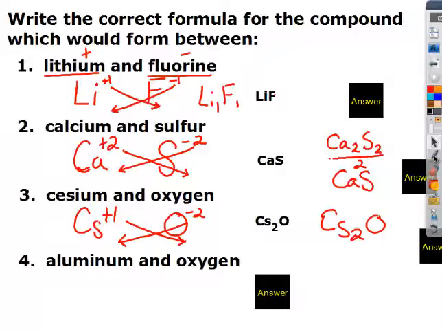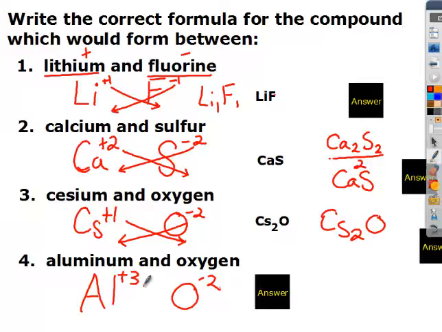Last one on this page, I have aluminum and oxygen. Aluminum is Al, and if you look, it's number 13 on the periodic table, that has a positive 3 charge. Oxygen, we've already done it. Just look at the problem number 3. Has a negative 2 charge.